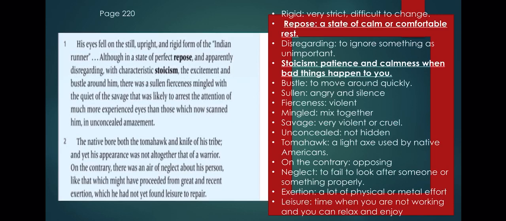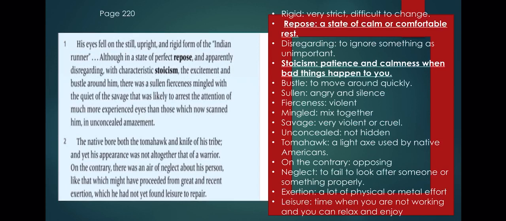So he begins his novel with this. This is a part of his novel that talks about the Indian runner, that he is so comfortable and calm, and that he doesn't care about the bad things that happen around him. He ignores every bad, angry and violent thing, finding quietness in chaos. This is actually how he starts his novel.